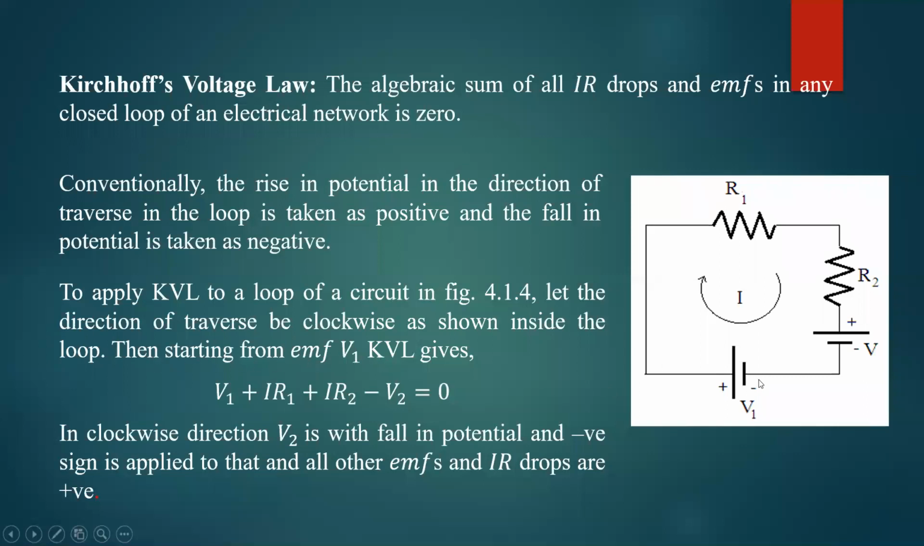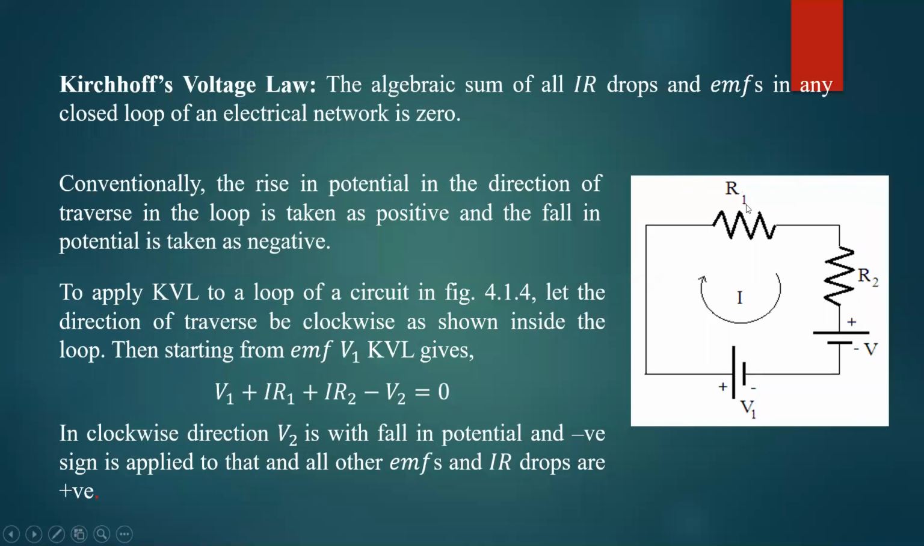Okay, so starting from EMF V1, let's start from here. So for V1, we have to go from this negative to positive. There is a rise in potential, so that's why V1 is positive.